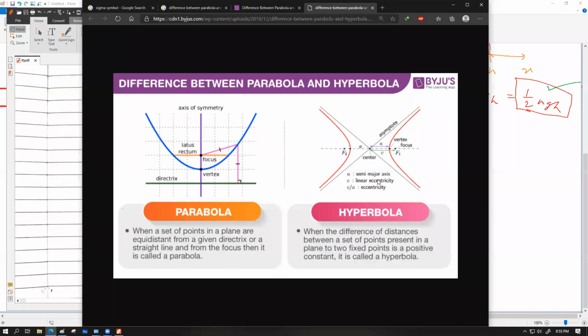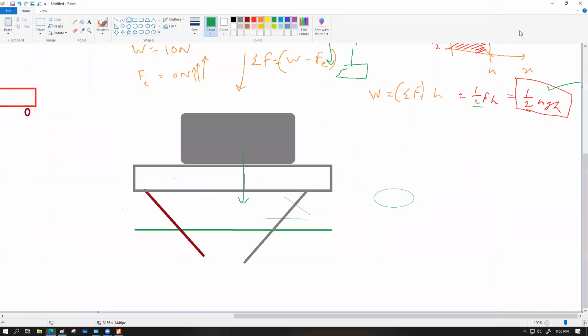See, linear extension, same axis. I have forgotten the hyperbola definition, seriously speaking. I will have to read up on hyperbola and then explain. But they are not the same thing. Anyway, where did I get to?